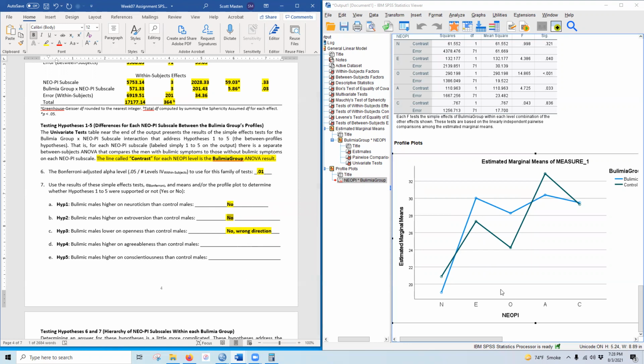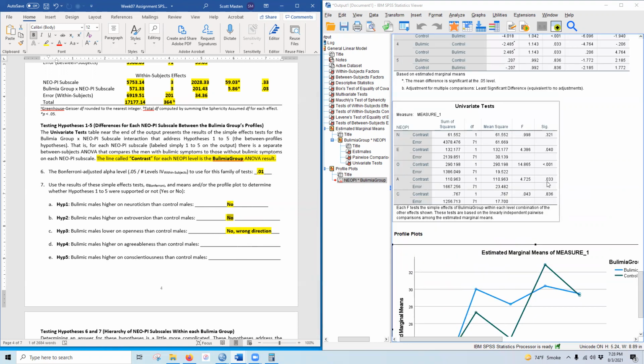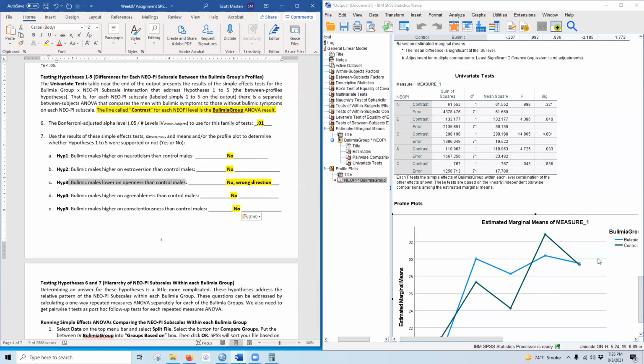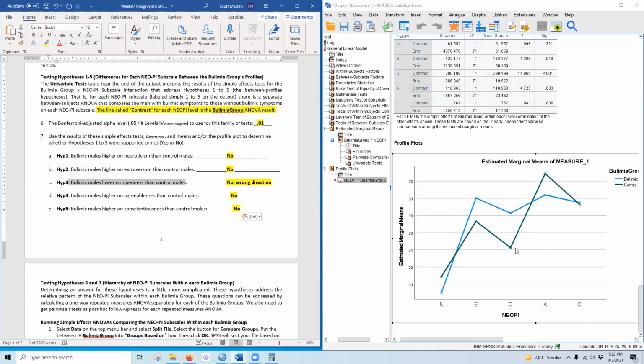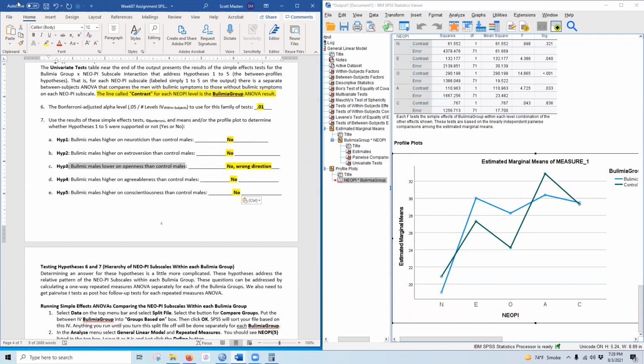How about the next one? Bulimic males would be higher on agreeableness. There's agreeableness, not less than 0.05. So no, not supported. How about bulimic males would be higher on conscientiousness? Do they even differ? No, not supported. So not a single one of these was supported. Four of them because it wasn't significantly different. One of them, yeah, the groups did differ, but he said the opposite, right? He said that bulimic males would be lower. And looking at the plot here, bulimic males are higher. So got it wrong. Oops.